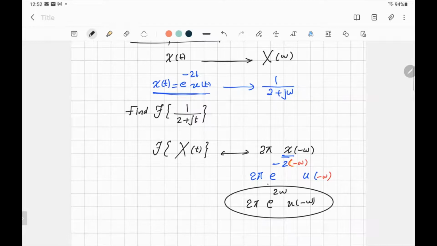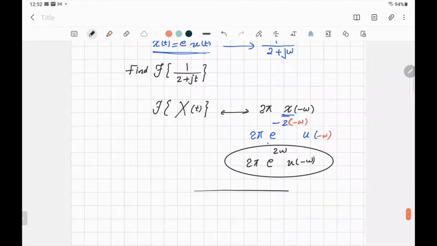Okay. The last property I'm going to talk about is convolution. Yes, go ahead.